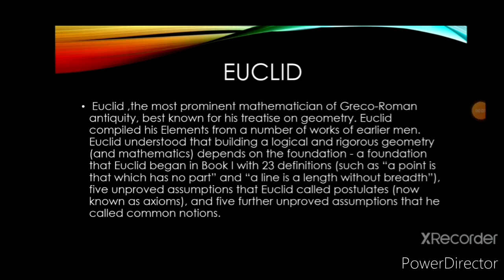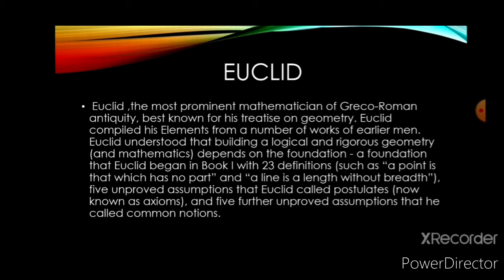The next Greek mathematician we will talk about is Euclid. Euclid is one of the most prominent mathematicians of Greco-Roman antiquity, best known for his treatise on geometry. Euclid compiled his Elements from a number of works of earlier men.